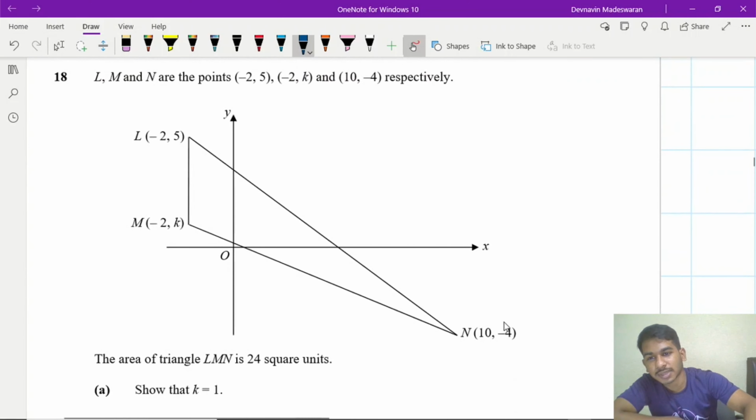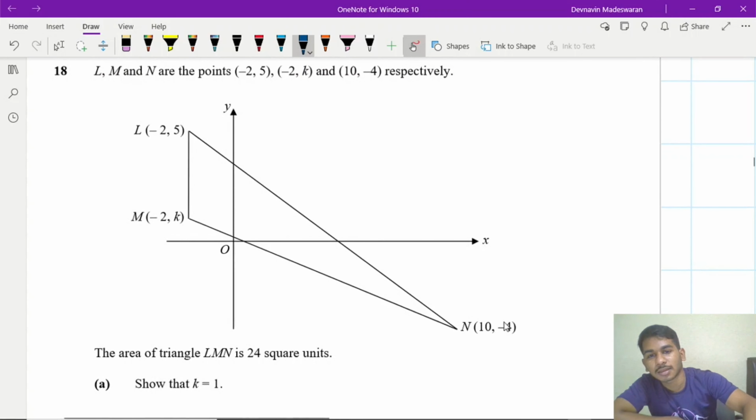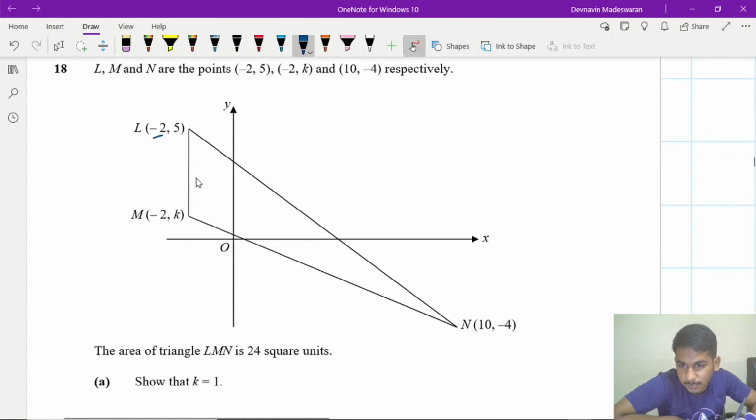So we have 4 points, L, M, N. This is cool to note: both of them are vertical lines. Show that K is equal to 1. Do we know the area? Oh, we know the area. So let's try to find the height. This is the base. What is the base? It's going to be 5 minus K, like 5 units from here to 0, but then minus K units.